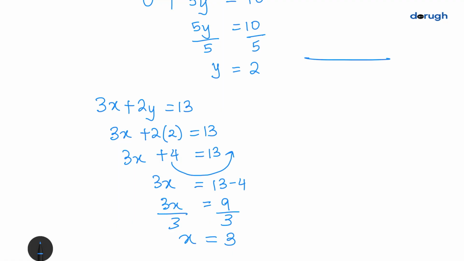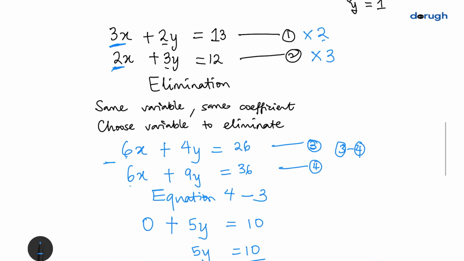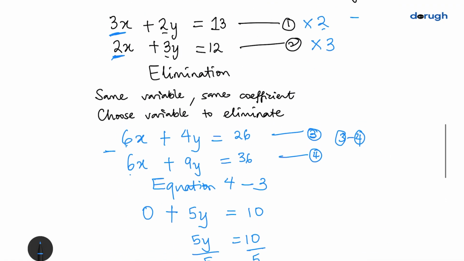So for this set of simultaneous equations, x is 3 and y is 2.